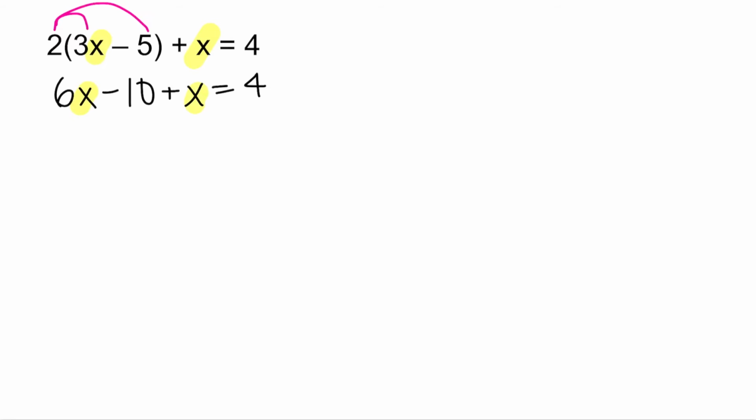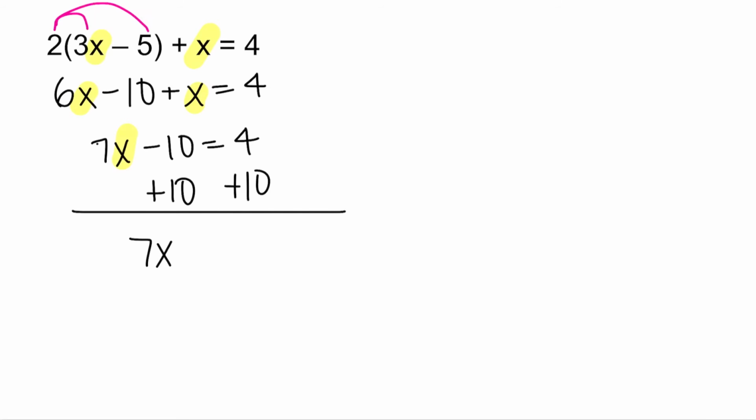Now I can combine these like terms. 6x plus 1x will give me 7x. I have an x on one side, but I still have these surrounding numbers on the same side as this x. Starting off with addition and subtraction, since I have 10 being subtracted from this quantity with x, I'm going to add 10 to both sides.